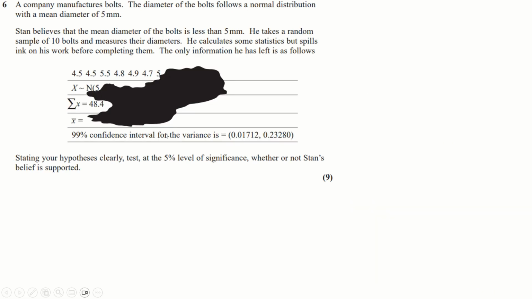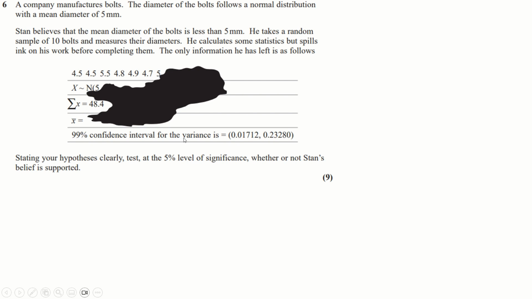Good. Question number 6 is one of those ones where someone's dropped some stuff on their work, and they can't be bothered to do it again, so we instead have to help them out by doing some kind of test for this here. So okay, they're manufacturing bolts. They've got a mean diameter of 5. He thinks it's less than 5, so this is going to be a one-tailed test, it looks like maybe. He's got 10 bolts. We can see some of them here. We can see some information about it, but not everything.